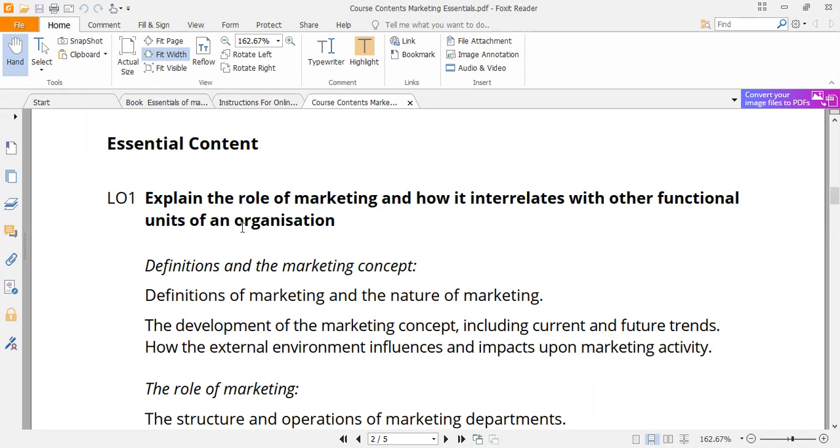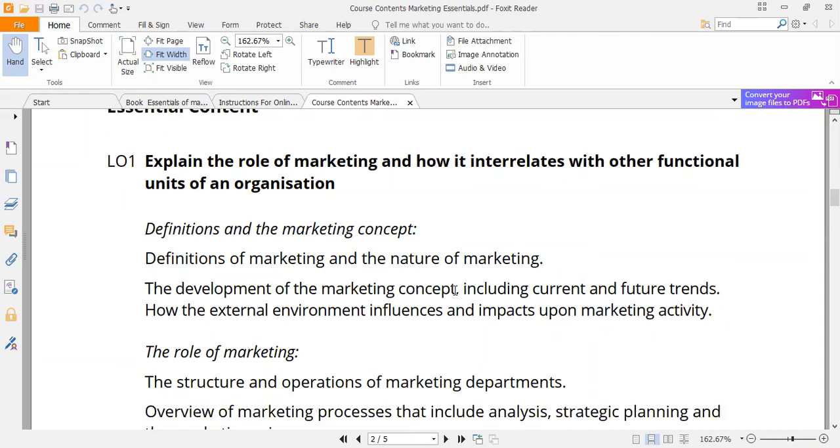All right, we were discussing the learning outcome one on definition and the marketing concept. We have very clearly discussed all these things. What was the definition and what was the marketing concept? And then moving a bit ahead, definition of marketing and the nature of marketing. We have talked about this, the development of the marketing concept, including current and future trends, how the external environment influences and impacts marketing activity. In fact, this was yesterday's lecture. So we have discussed these things.